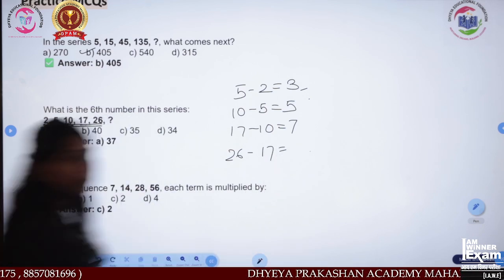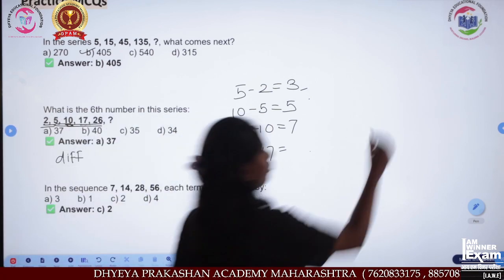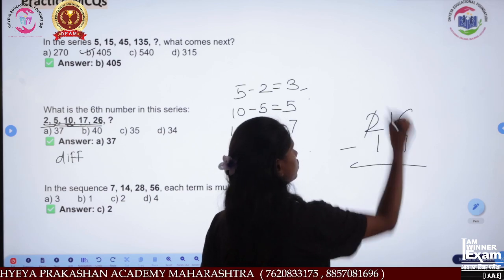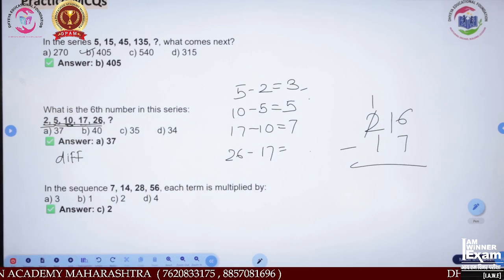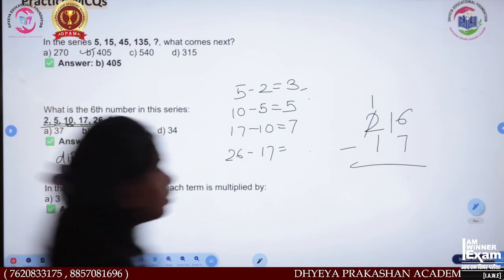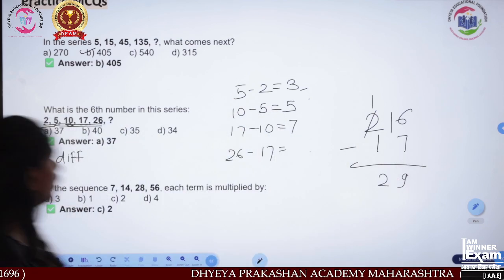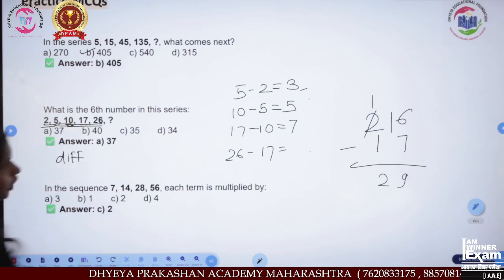What will be the answer here? You have to subtract. How will you subtract? You will subtract like this. Right? So 16. Now subtract 7 from 16. Then what will you get? You will get 29. You will get the next number in the series, which is 29.